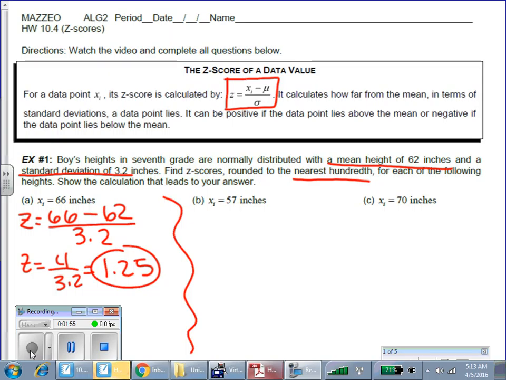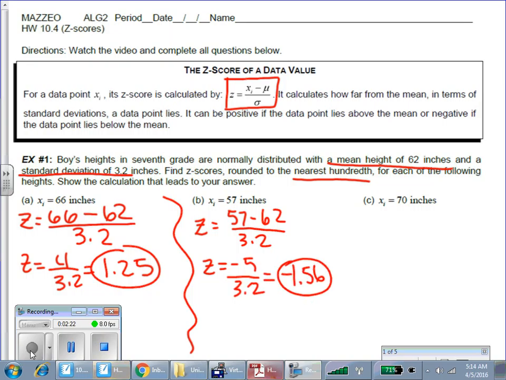Okay, part B. Now our data point is 57 inches. So our z-score would be 57, which is our data point, minus, again, the mean, 62, all divided by the standard deviation, which is 3.2. Okay, so if I simplify this, I get negative 5 over 3.2, which equals negative 1.56. Notice this was negative because the data point, 57, was below the mean of 62. Notice in part A, our z-score was positive because the data point, 66, was above the mean, which was 62.